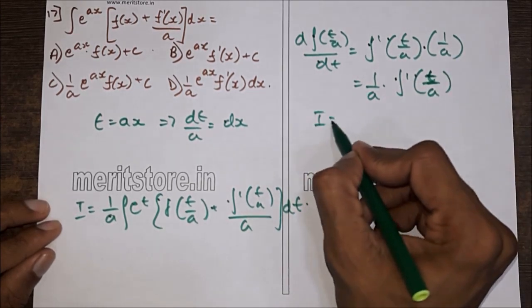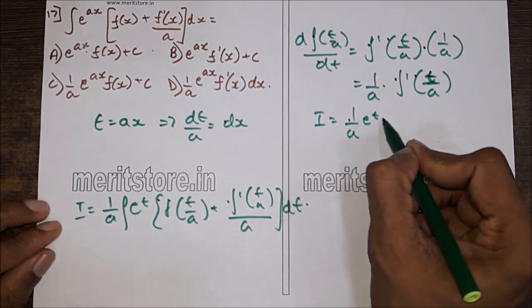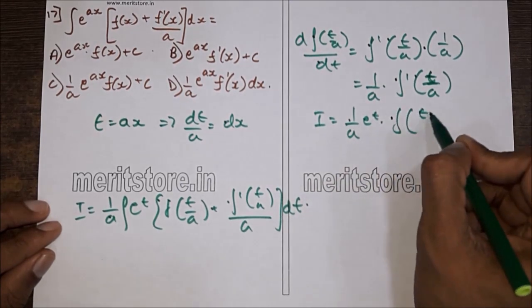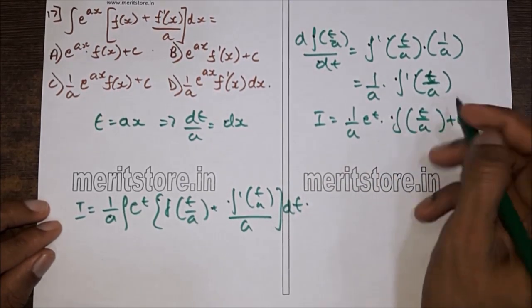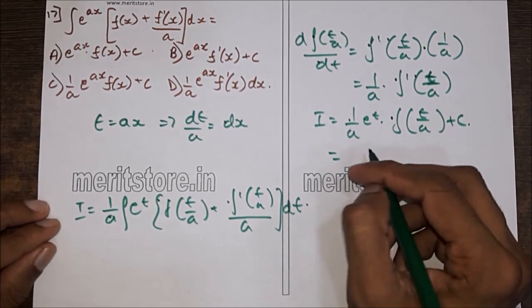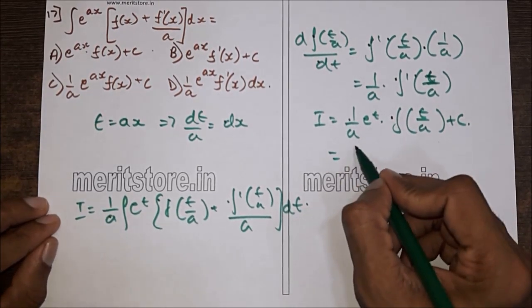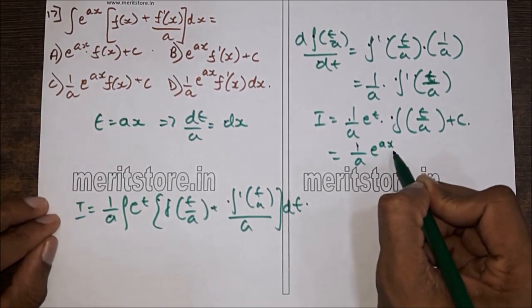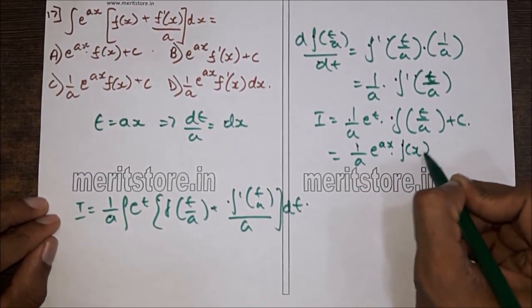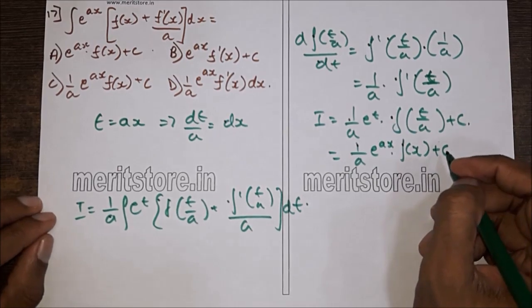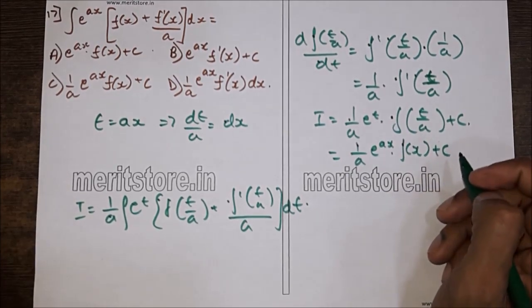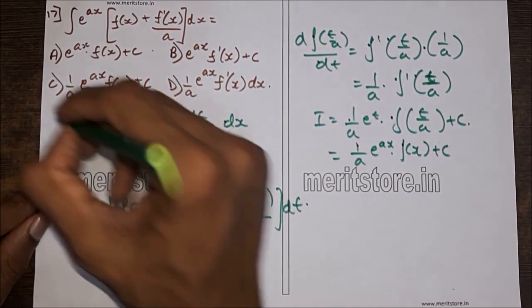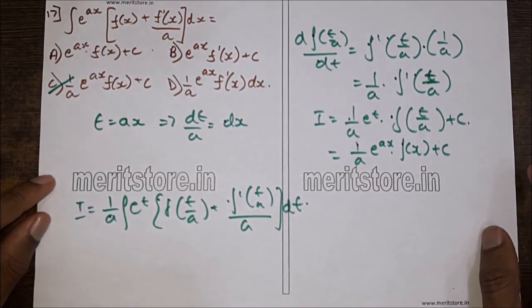That is, we get I equal to 1 by a e raised to t into f of t by a plus c. Therefore, resubstituting the value of t back as ax, we get 1 by a e raised to ax into f of x plus c, which is our option. If we see, the answer matches with option C. Therefore, option C is the correct answer.